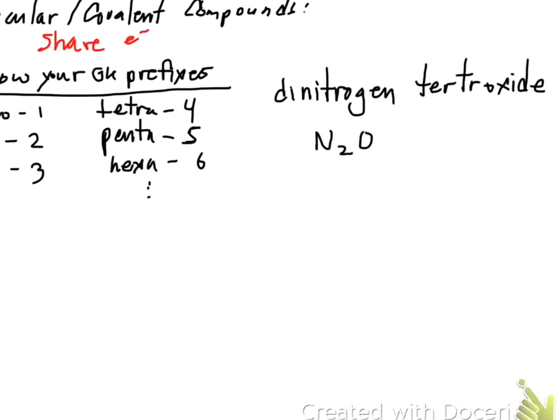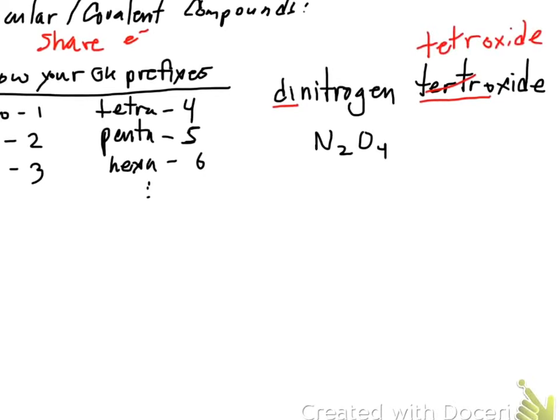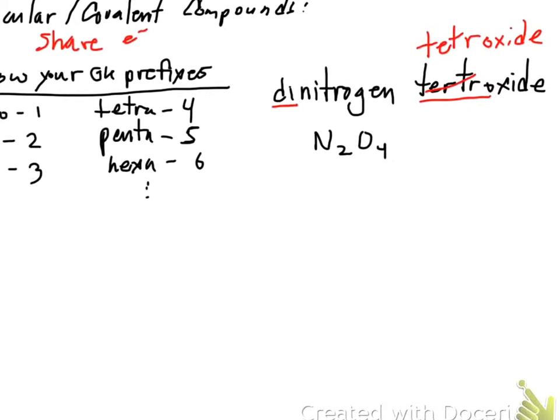This is dinitrogen tetraoxide. And actually I spelled that wrong. It should be tetroxide. Just note that when you have a prefix that ends in a vowel next to an element that starts with a vowel, you drop that vowel on the prefix. The exception would be with di, and in that case you leave the di. In this case, dinitrogen tetroxide is N2O4.